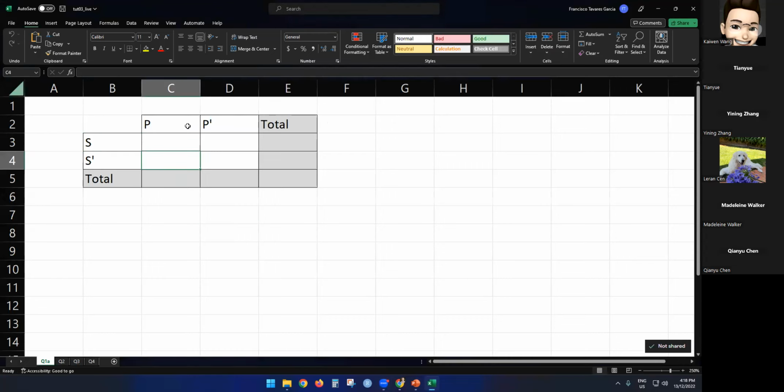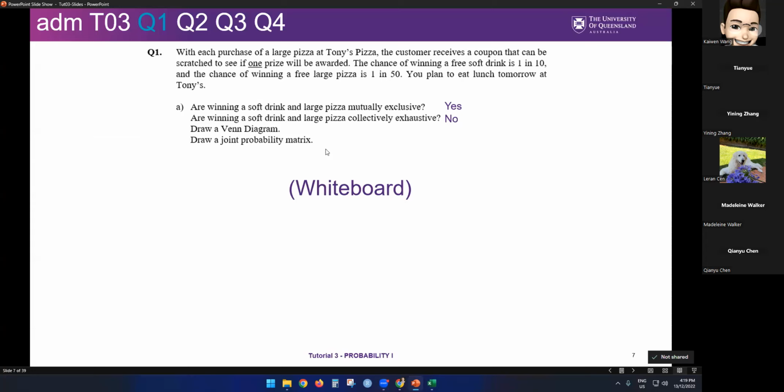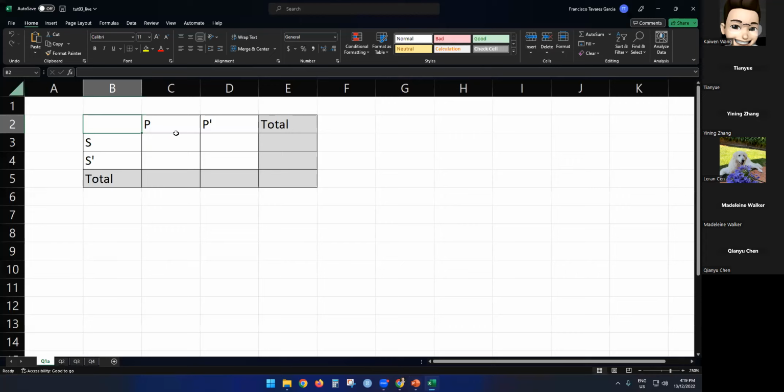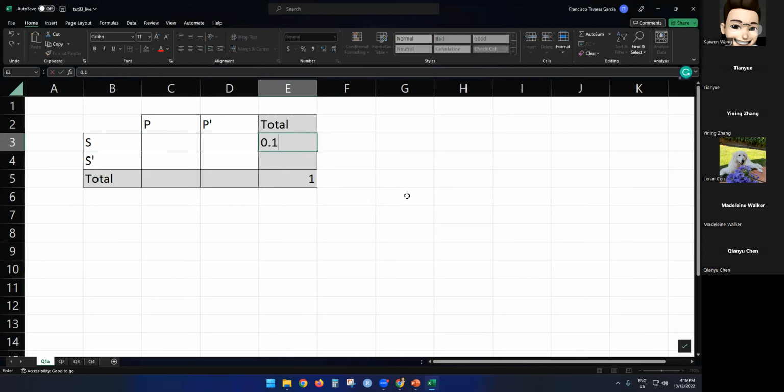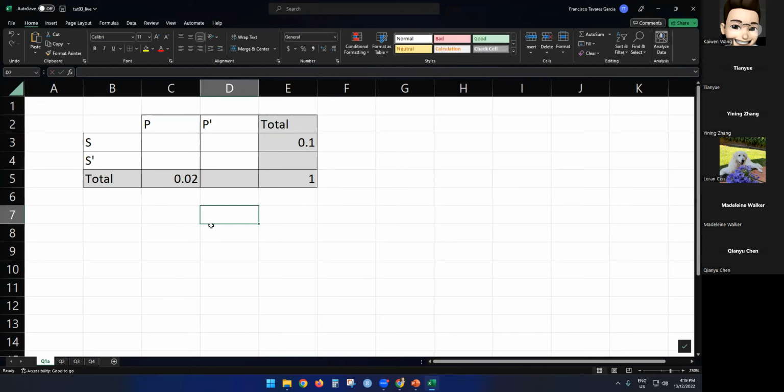So look at this Excel. It's going to say the joint probability matrix. It will be called other names too, but when we're assembling this, it's important to understand that all of these probabilities talk to each other. Harry had his already. Let's go step by step here. This is the whole Venn diagram, where the total is 1, right? Probability of the event S, winning a soft drink, 0.1. Probability of winning a pizza, 0.02. So this and this have to add to 1.